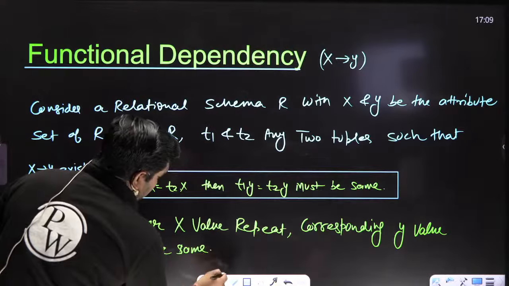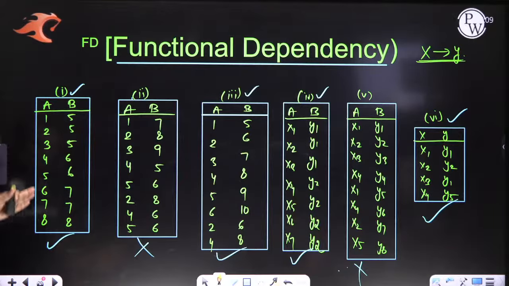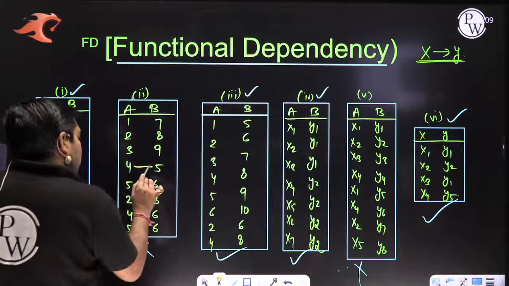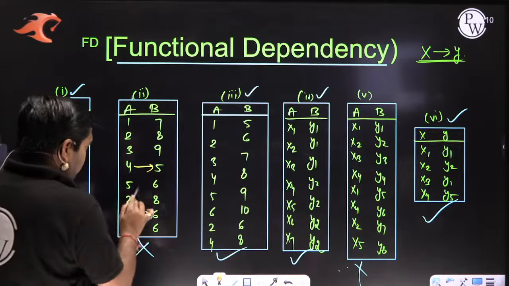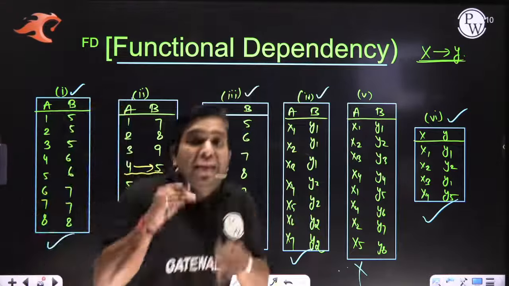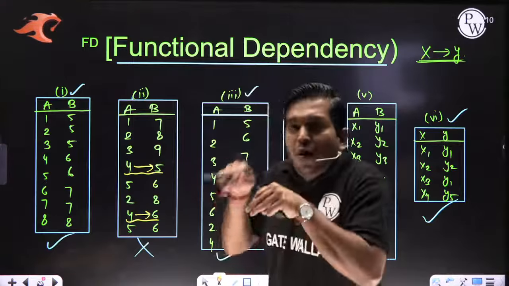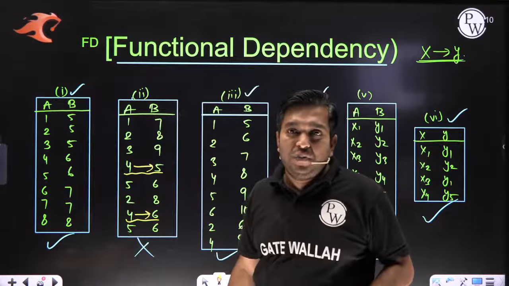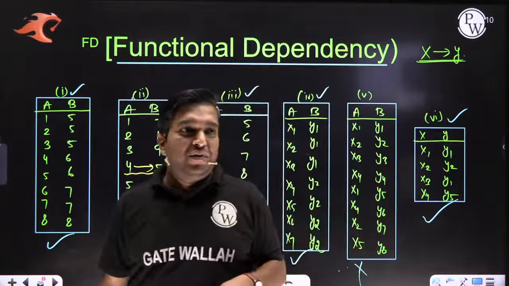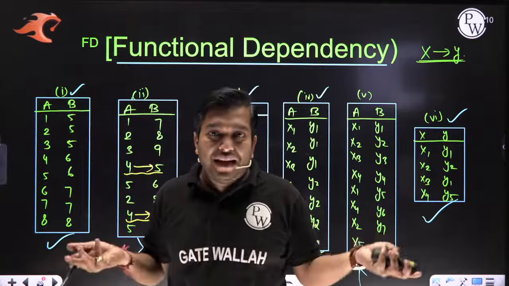Now you have a question. Sir, why does the previous one fail? Here the X value does not repeat, but here you can see 4 determines 5 and 4 determines another value. Whenever I insert roll number 4, one person's result will be displayed. Again I insert roll number 4, a different person's result is displayed. That is the problem.